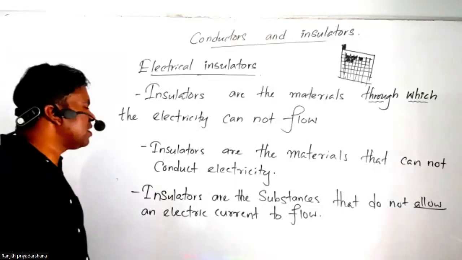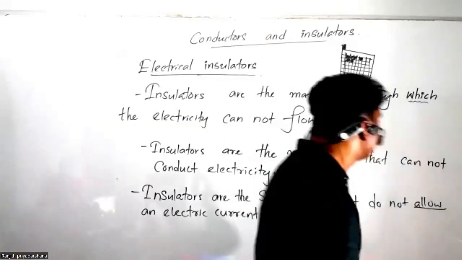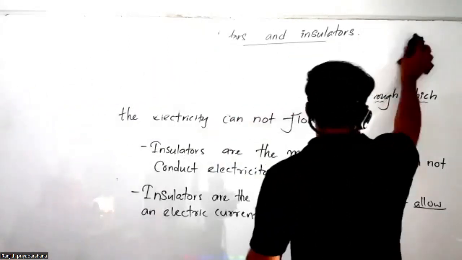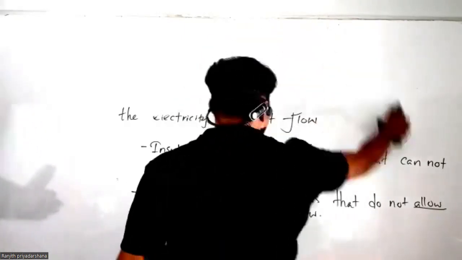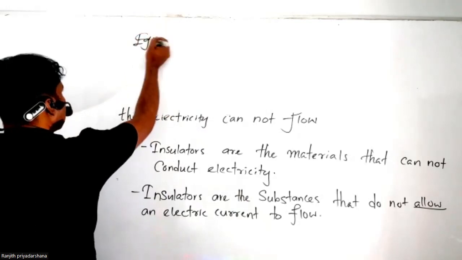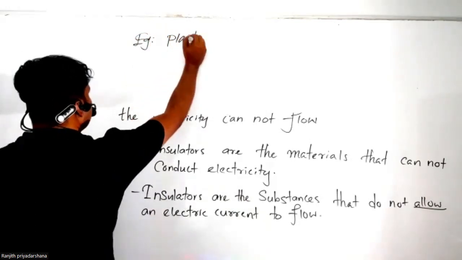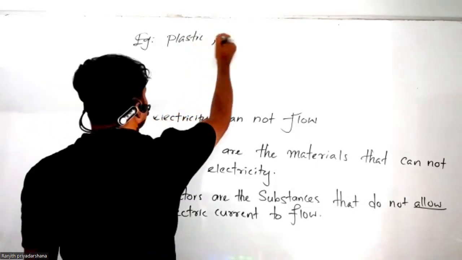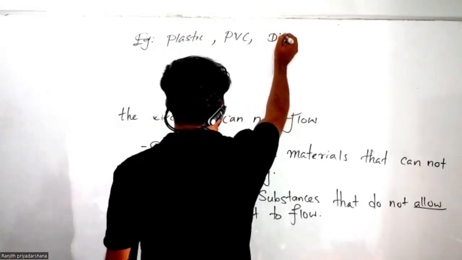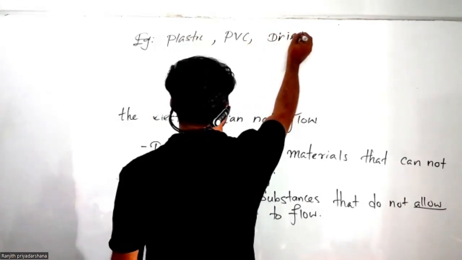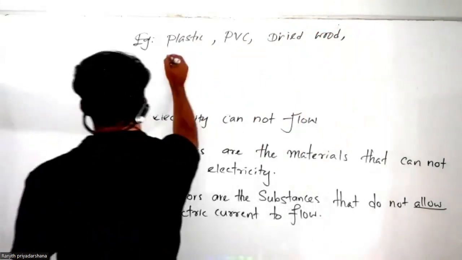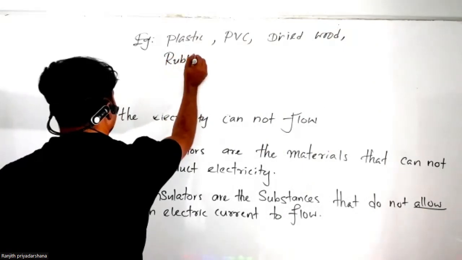Okay, what are the examples for insulators? Plastic, PVC, wood, glass, cardboard, whiteboard, dried paper, rubber, dried wood, paper, cloth, plastic, elastic.